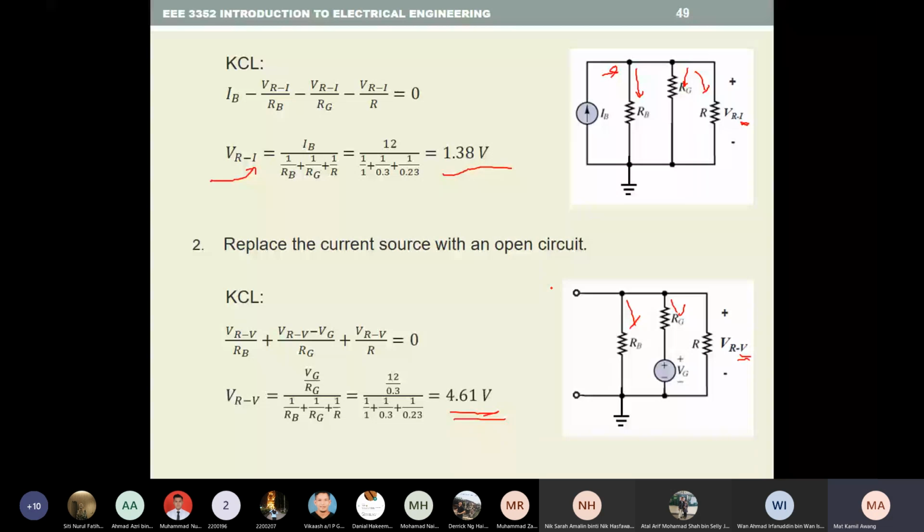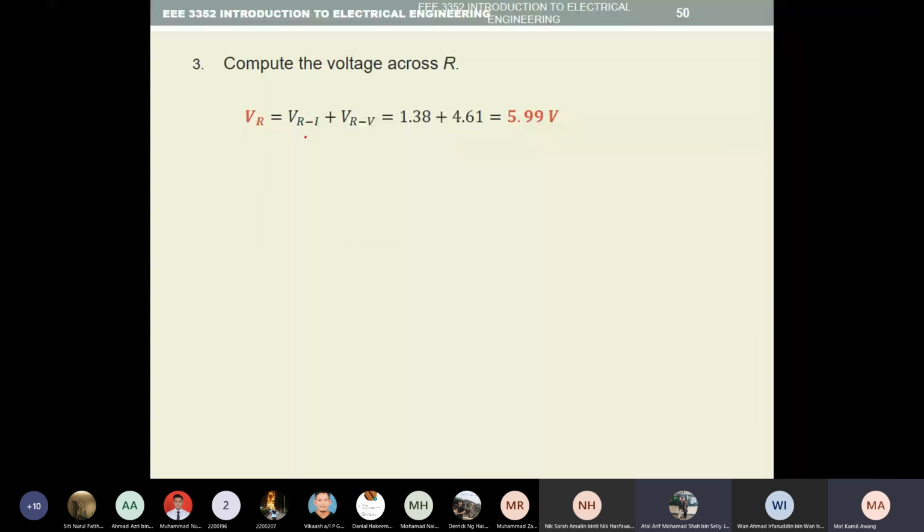So now, what do we need to do in order to get VR, the total voltage across this resistor? What do we need to do with these two numbers? You add. Therefore, VR is equal to the voltage contributed by the current source plus the voltage contributed by the voltage source, so equal to 5.99 volts. So that is the principle of superposition.